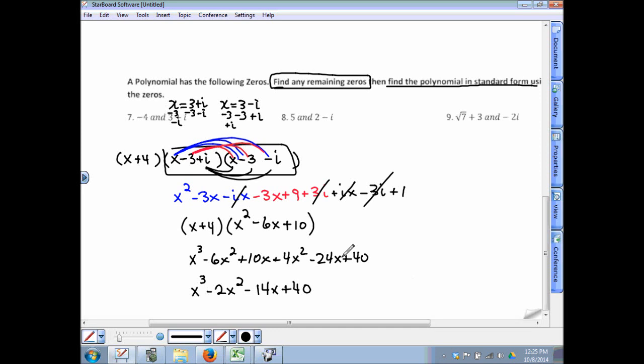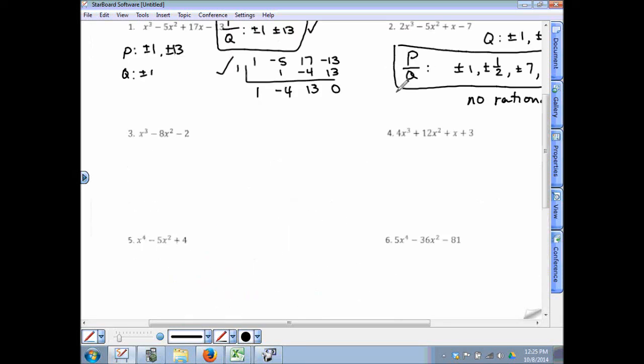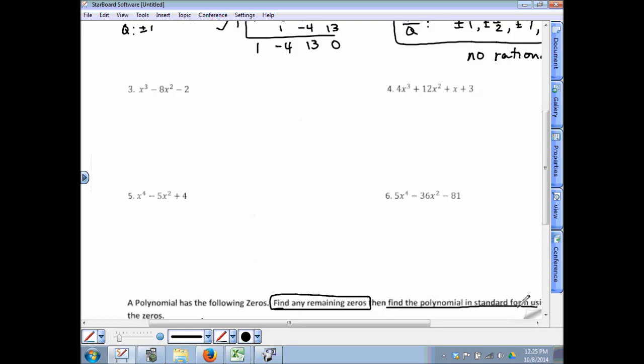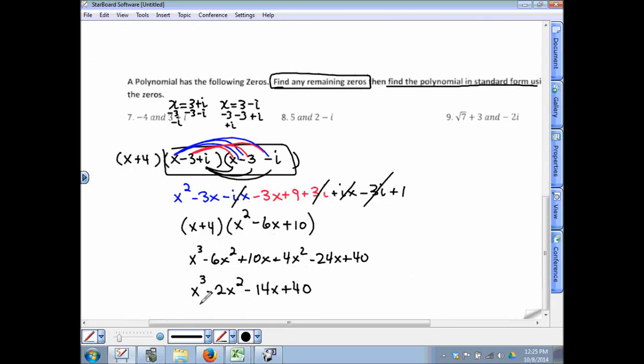Okay, you guys, you have one question like this on page 1. The other questions are going to be more like this, where you have the p's and q's and you have to find which ones actually work. That's page 1. Okay, page 2, this right here, that's your answer.